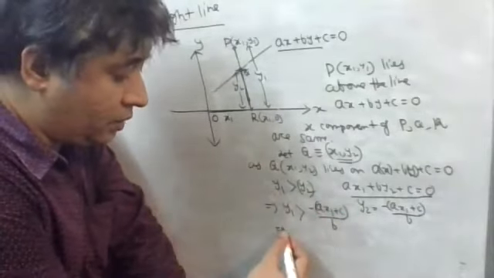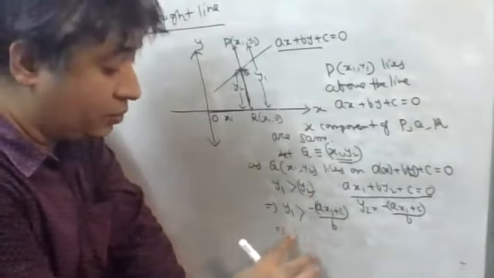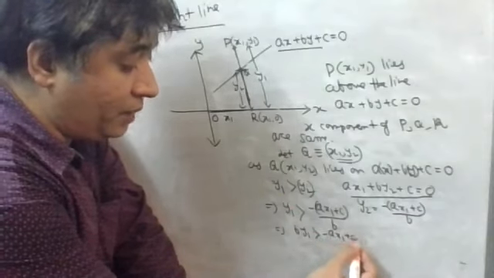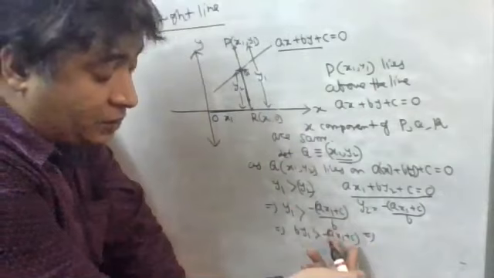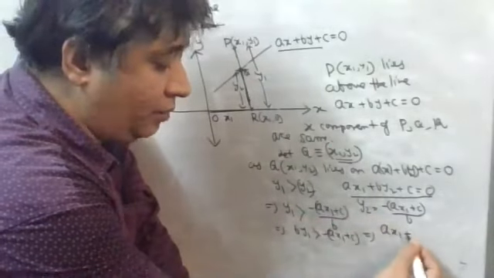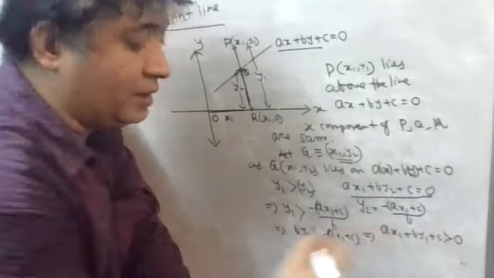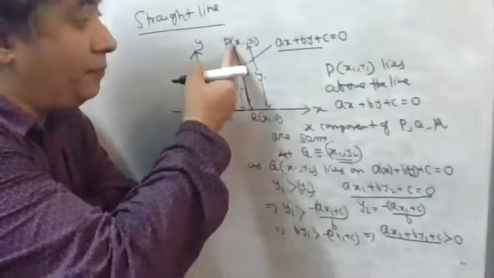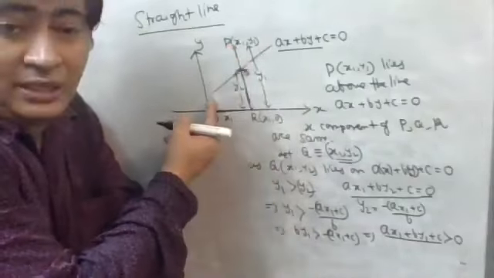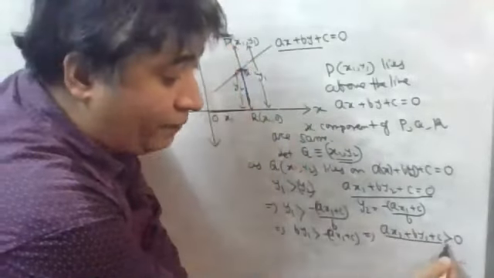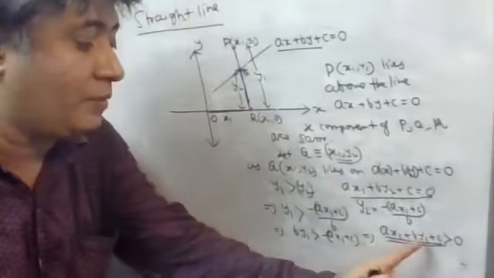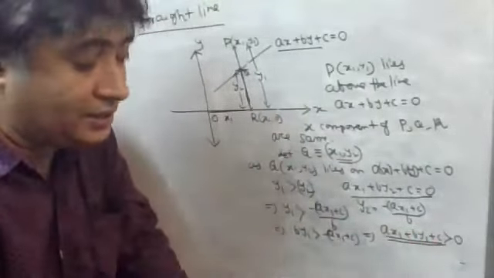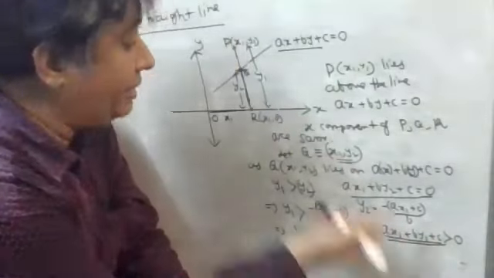Now, instead of y2, you put that value, y1 greater than minus x1 plus c by b. Cross multiply. What result will you get? You see, by1 greater than minus x1 plus c, which implies you bring this part to the left hand side: x1 plus by1 plus c greater than 0. See, x1 y1 lies above this line. Using that concept, I have got x1 plus by1 plus c greater than 0. So this represents the condition that a point lies above the line.